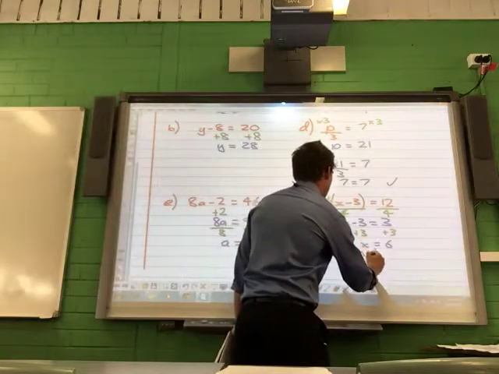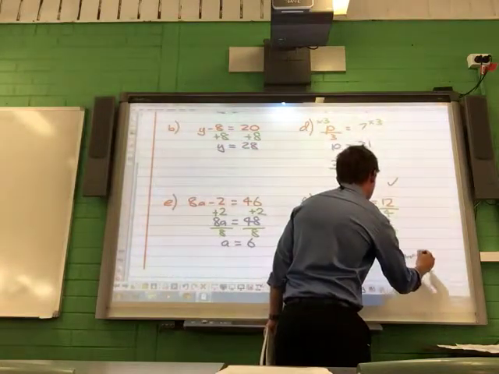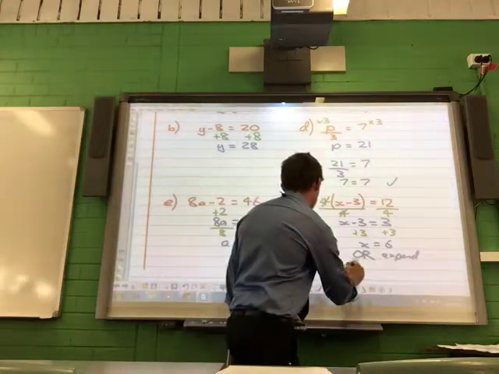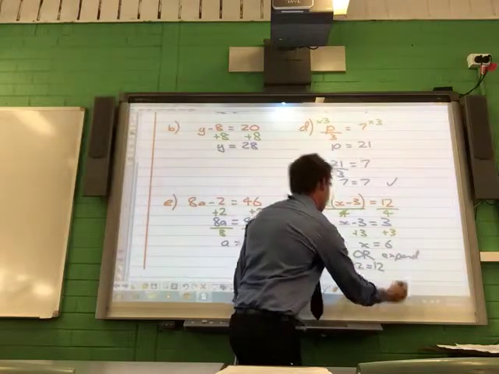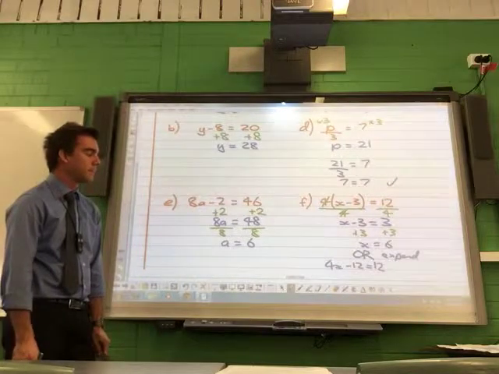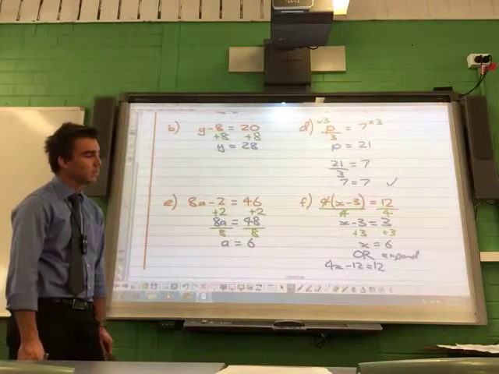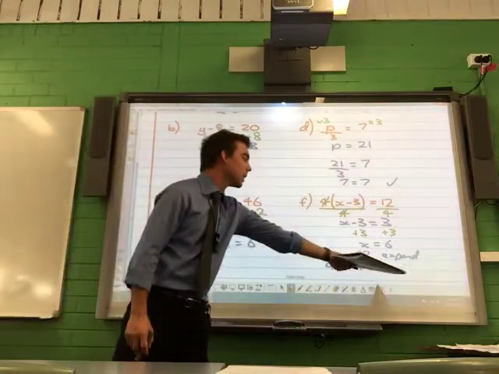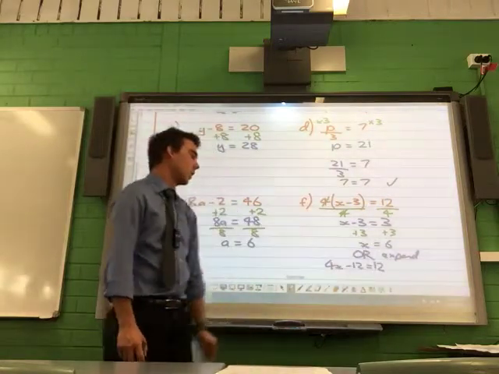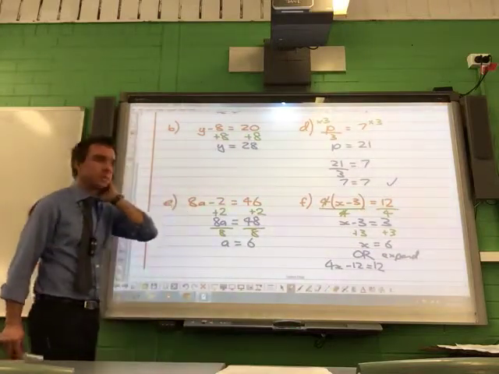But the alternative, or we can expand. So 4x, take away 12. Okay, so you solve it going that way. Okay, so you add 12 to both sides, you get 4x equals 24, and divide both sides by 4, and you'll have x equals 6 as well. Okay, it doesn't matter how you do it, you get the same answer when you perform the same steps.